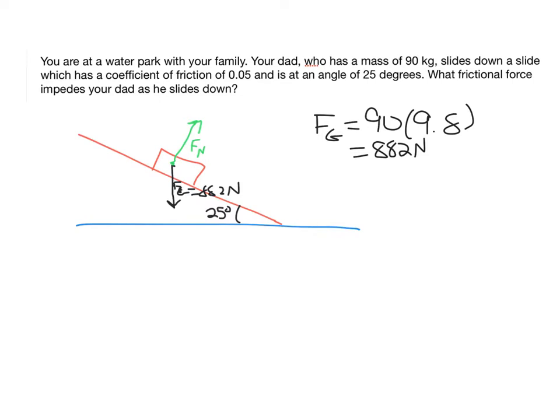Once we have that, then we're going to use the formula: the force of friction is equal to the coefficient of friction times the normal force. Once we have the normal force, we will be able to easily find the force due to friction. However, finding the normal force is actually pretty involved.